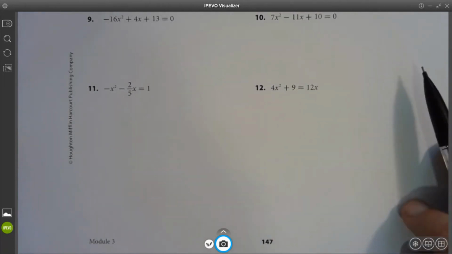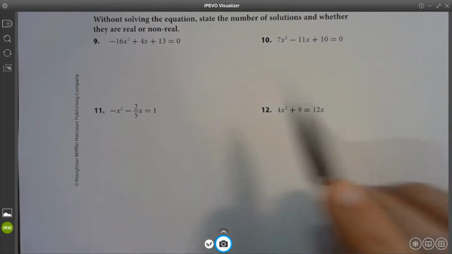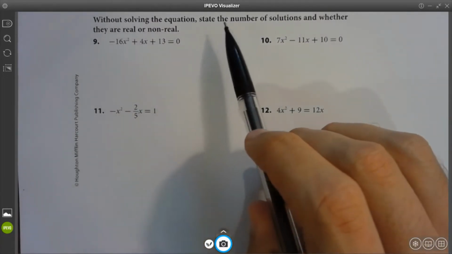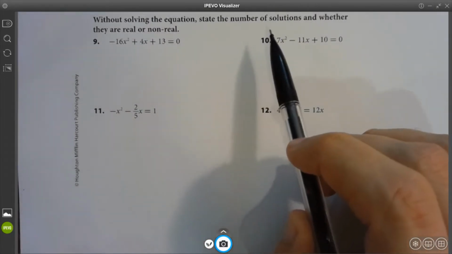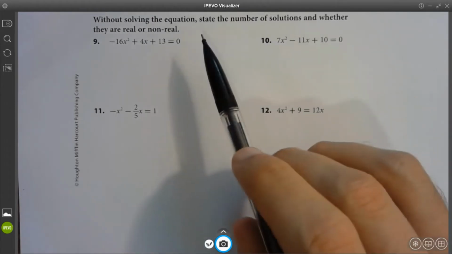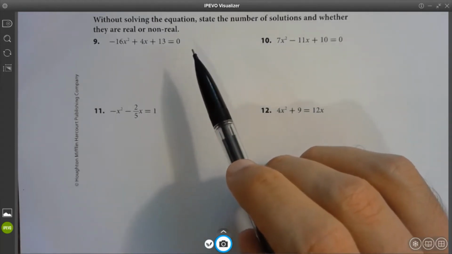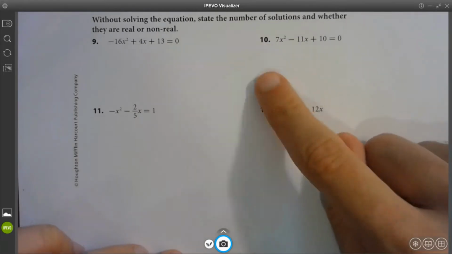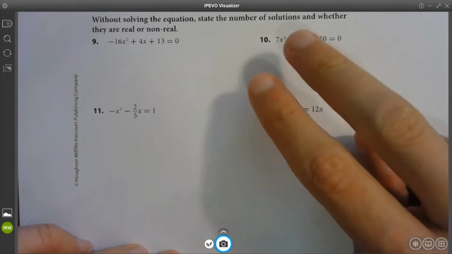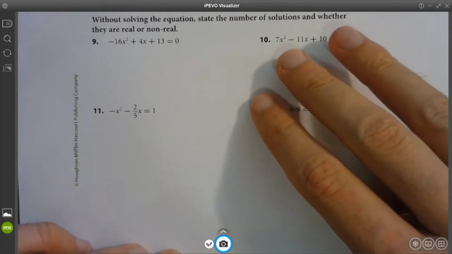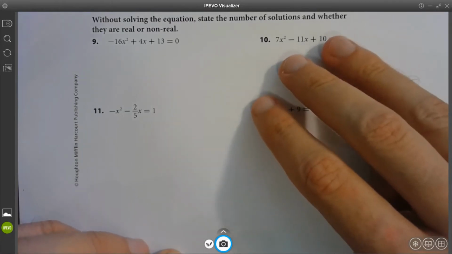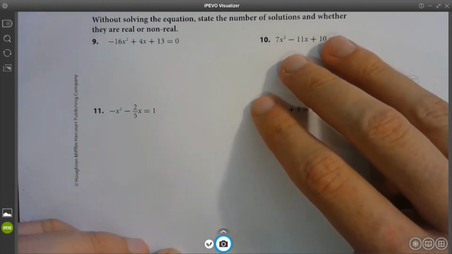We are on page 147, and this is asking us to state without actually solving how many solutions there's going to be, whether they're going to be real or non-real. So we only have three options. First option is two real solutions. Second option is one real solution. And third option is no real solutions, which means that there's two non-real solutions.